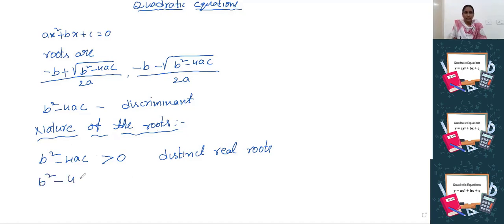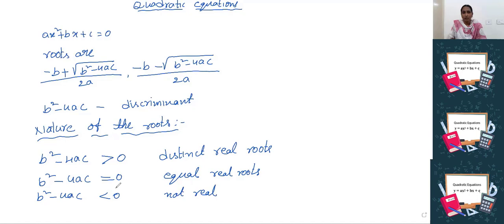If we get b square minus 4ac, that is discriminant value, equal to 0, then we will get equal real roots. The roots are real and equal. And third case, b square minus 4ac value, if you get less than 0. First case we got greater than 0, then we are getting distinct real roots. Second case, if we get b square minus 4ac value as 0, we are getting the roots real and equal. Third case, if this discriminant value is less than 0, then the roots are not real.